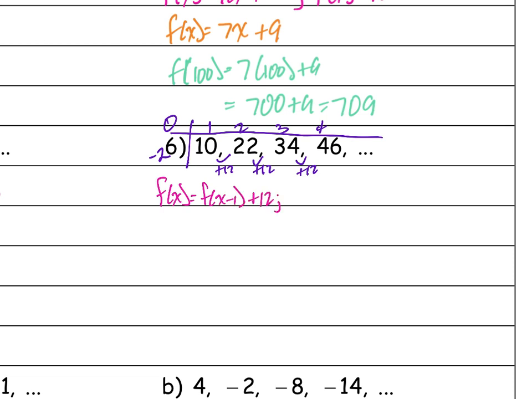f of x equals f of x minus 1 plus 12, and f of 1 equals 10. Sorry about that, you guys. And f of x is going to equal 12x minus 2. So f of 100 is going to be 12 times 100 minus 2. Okay, so this should be 1200 minus 2, or 1198, I'm pretty sure.